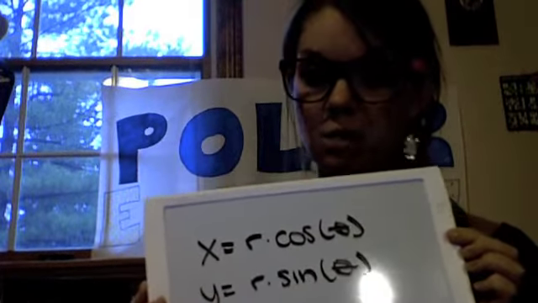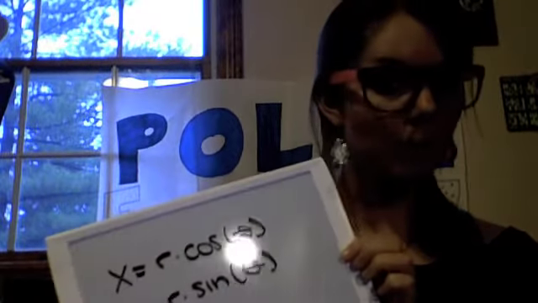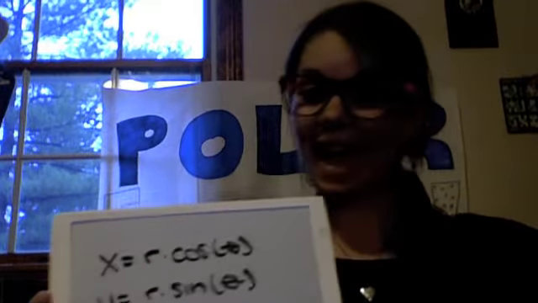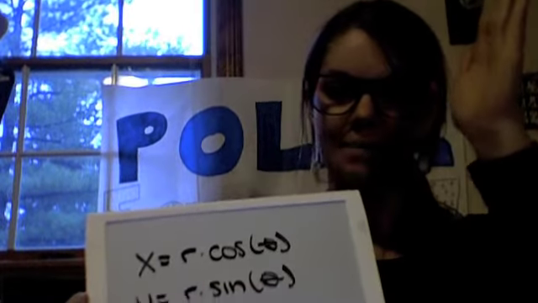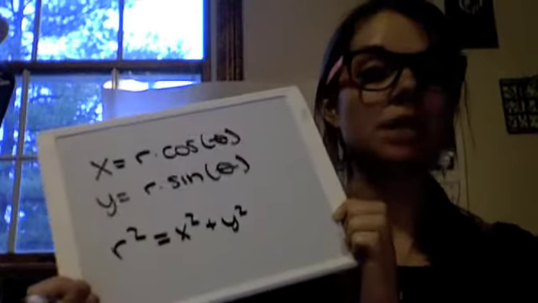You just need to remember these conversion equations. So, x equals r times cosine of theta, and y equals r times sine of theta. So if ever you're in a polar equation and you see cosine, it's probably going to have something to do with the x-axis of that graph, and y would be the sine. And then always remember that r squared equals x squared plus y squared.